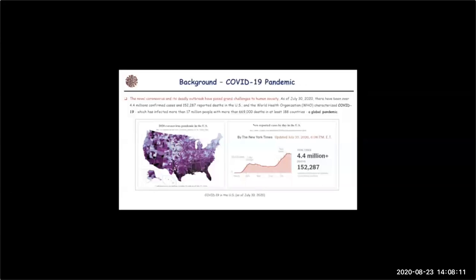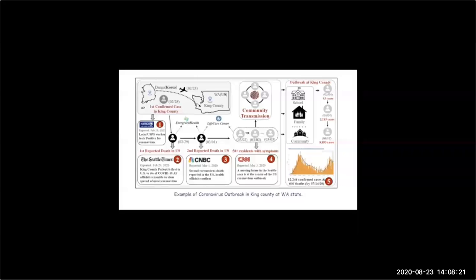The novel coronavirus and its deadly outbreak have posed a grave challenge to human society. To combat the global pandemic, one of the keys is community mitigation. According to the CDC, before a vaccine or drug becomes available, community mitigation would be one of the most readily applicable solutions to slow down the spread of the virus.